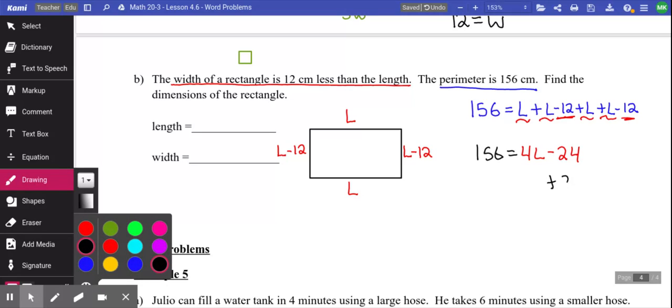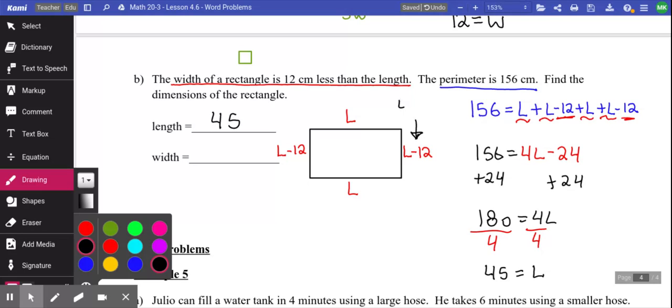We're going to solve by adding the 24 to the other side. That gives me 180 equals 4L. And we're going to divide both sides by 4. 180 divided by 4 gives me 45 is my length. If my length is 45, I can find my width by doing 12 less than that. So 45 minus 12 would tell me my width, which is 33.